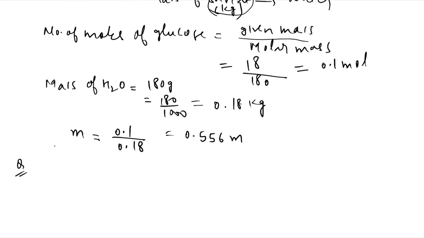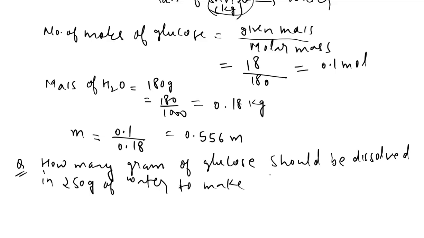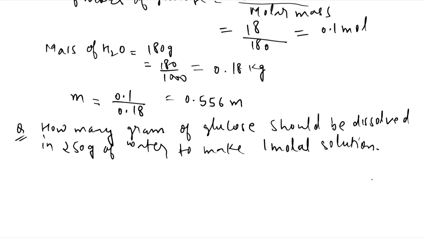Okay, so it says how many grams of glucose should be dissolved in 250 grams of water to make 1 molar solution. So this is also very easy and straightforward question.